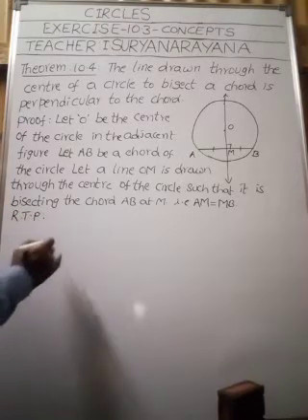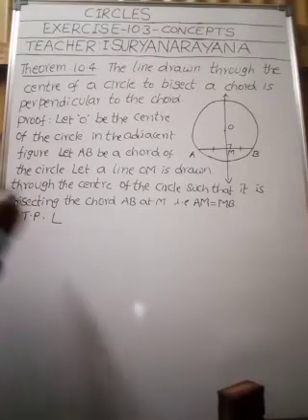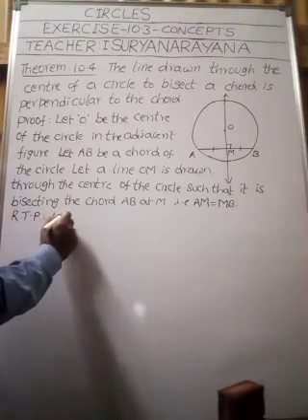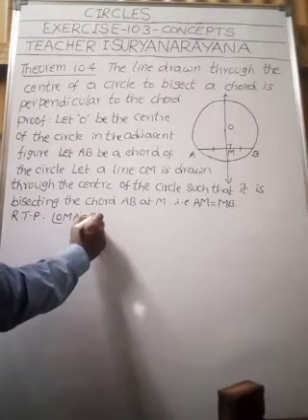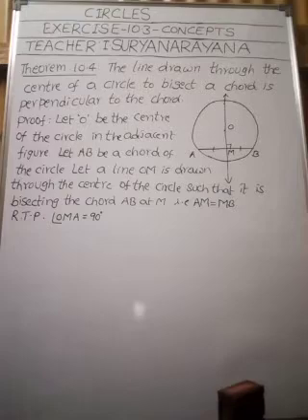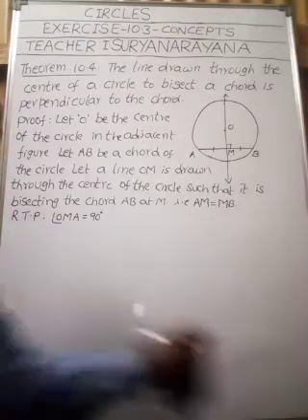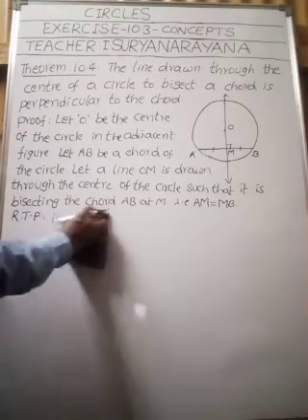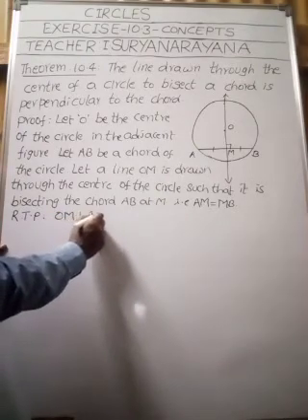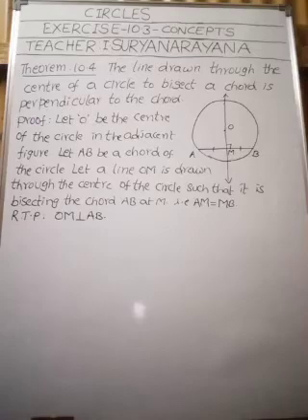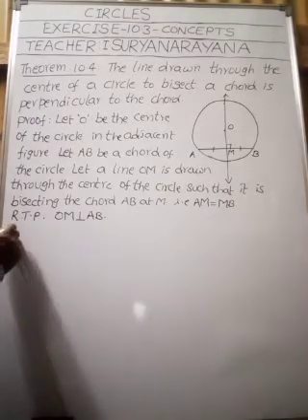Required to prove. What is to be proved? Angle OMA is equal to 90 degrees. Otherwise, we have to prove that OM is perpendicular to AB. Understood this step, my children? Right.